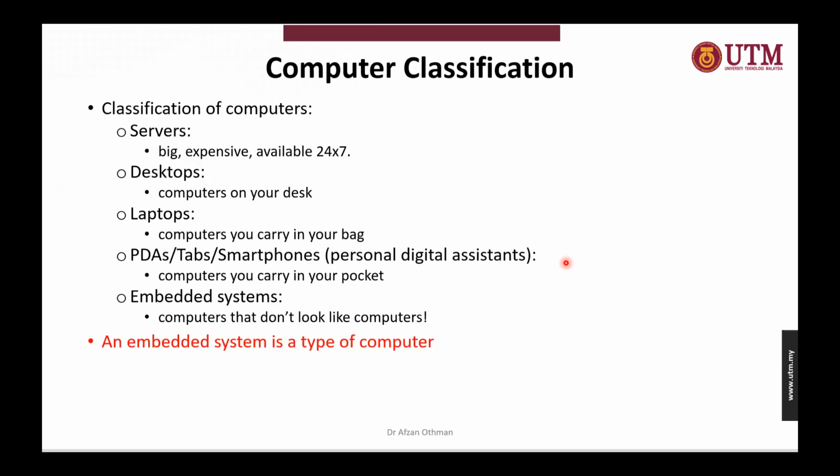So this is the classification of computers. We can classify computers into five types. The first one is a server. A server is a computer or a computer program that manages access to a centralized resource or service in a network. The server is very big, very expensive, and must be available 24/7. If one of the servers is offline, what happens every time you try to connect to that server?